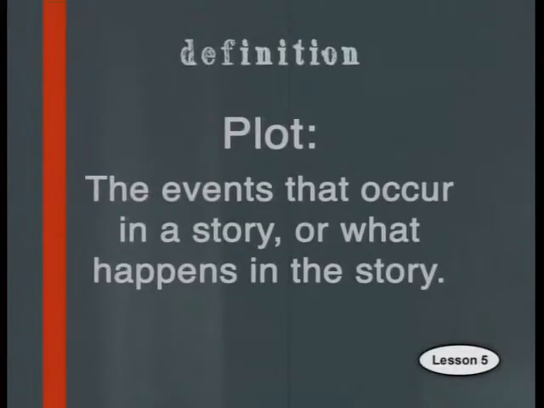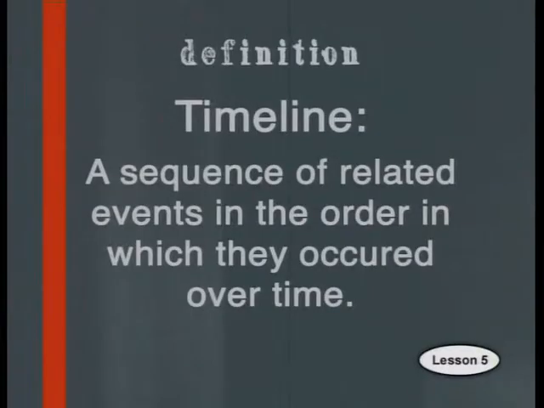So what exactly is the plot? Here's the definition. Plot refers to the events that occur in a story or what happens in the story. One of the elements of a plot is the timeline. A timeline is a sequence of related events in the order in which they occurred over time. Even though plot and timeline both refer to the events that occur in a story, they're not synonyms.